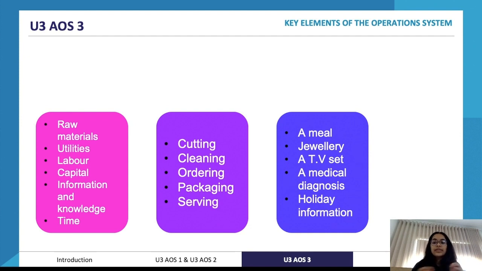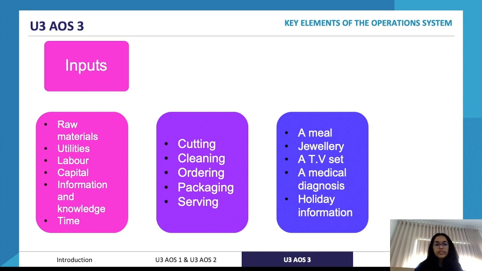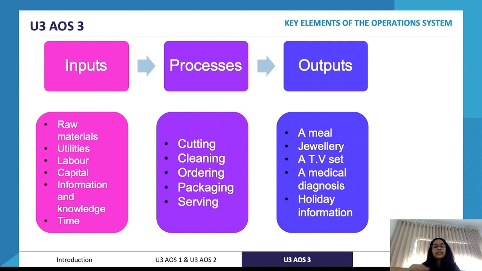Inputs with the key elements of operation system, we have our inputs, processes, and outputs. So when we're looking at inputs, processes, and outputs, these are some examples. So inputs could be raw materials, utility, labor, capital, information and knowledge, time. So literally anything that is required to produce the final output.